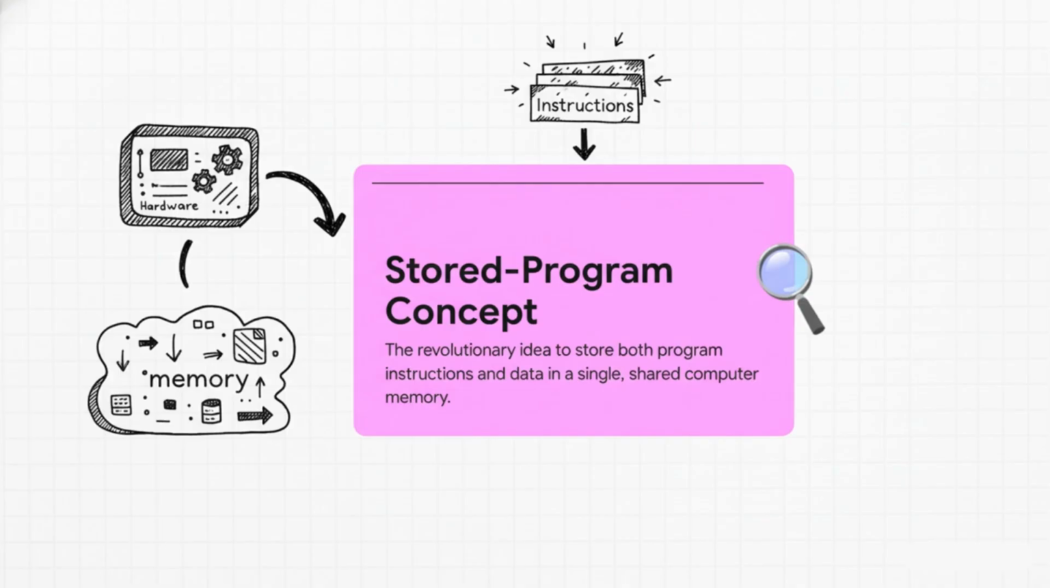He thought, instead of wiring the program into the hardware, why not just store the program, the instructions themselves, in the computer's memory, right next to the data it's working on? This was the game changer. All of a sudden, you could reprogram a computer in an instant. Just by loading a new set of instructions into its memory, the hardware could stay exactly the same.